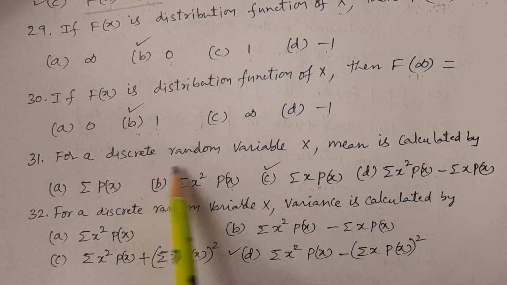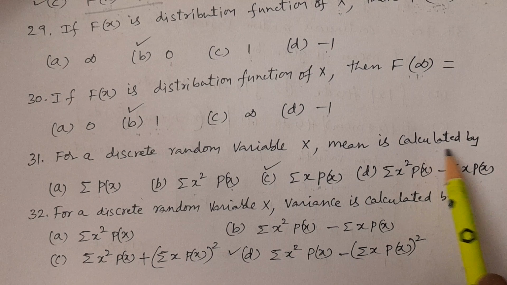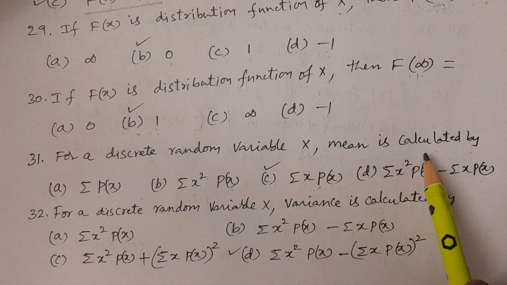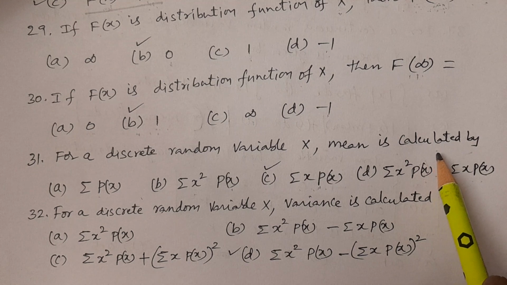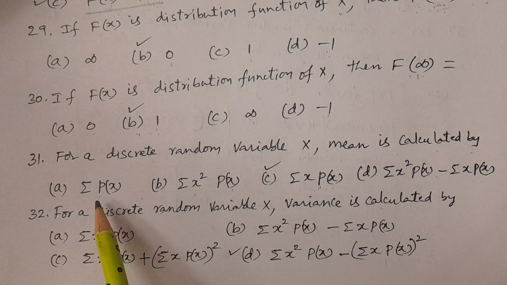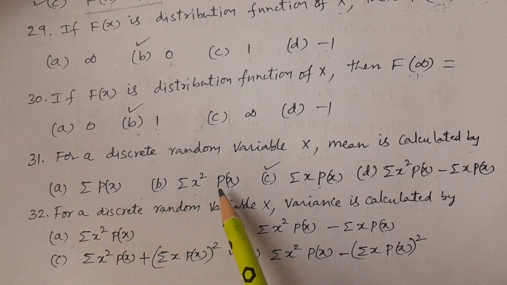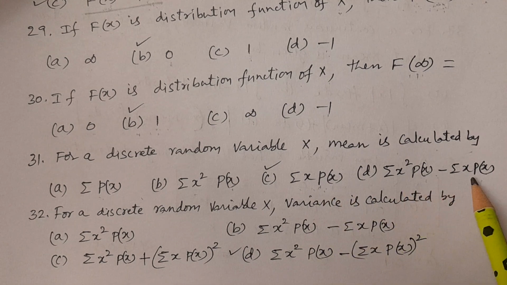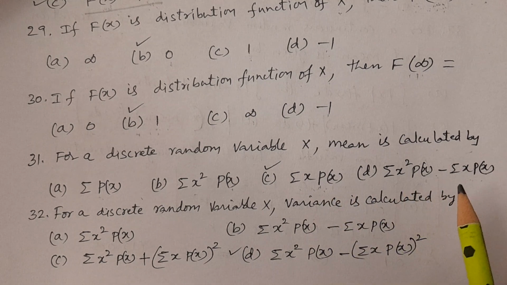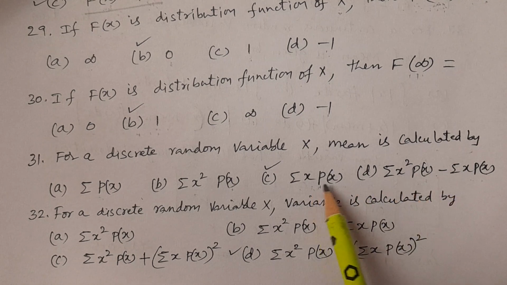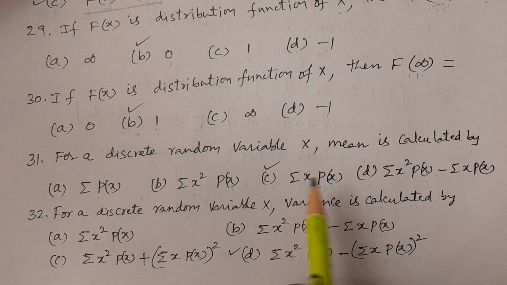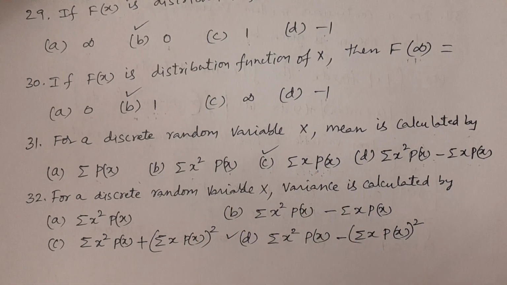In Telugu, for a discrete random variable capital X, the mean is calculated by. Discrete random variable capital X ki mean formula enti, mean ela calculate chestam. A, summation P of X. B, summation X square P of X. C, summation X P of X. D, summation X square P of X minus summation X P of X. Mean formula ante summation X into P of X. Idi formula. Kabatti option C. Right? Next, question number 32.